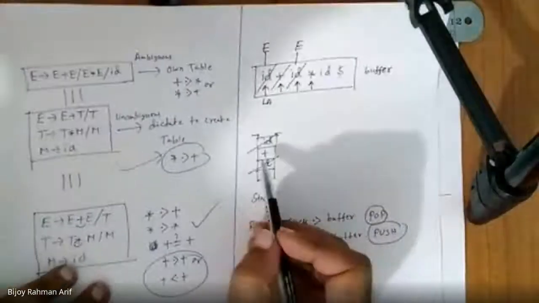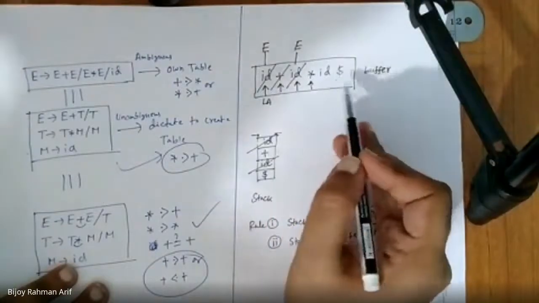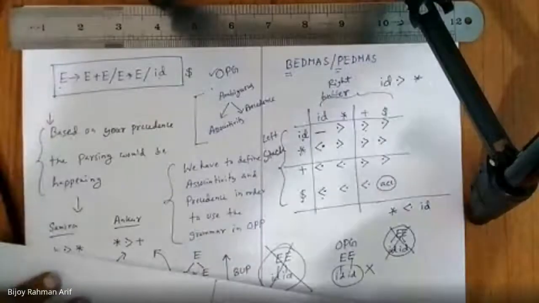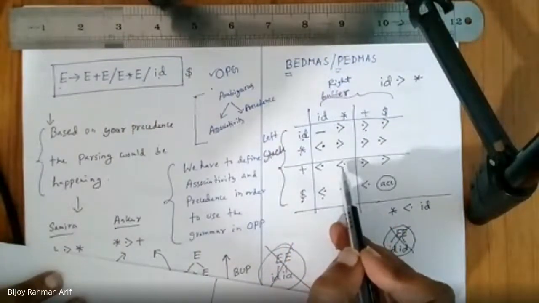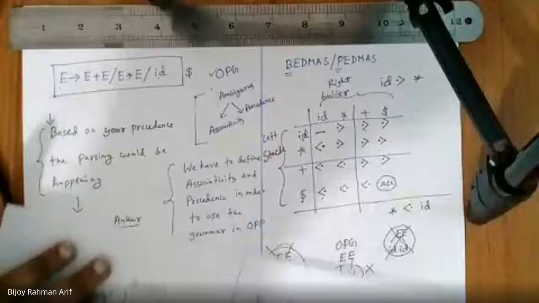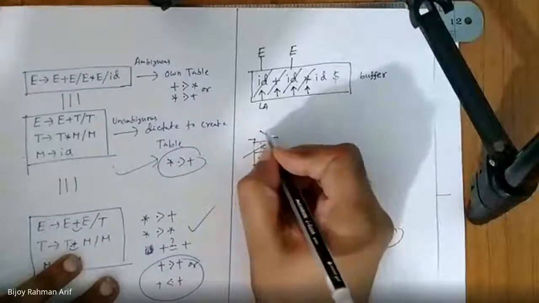Now, what is the stack entry? Plus. And what is the buffer entry? Star. So stack is plus, buffer is star. Which one is bigger? Star is bigger. So buffer entry is bigger. So what are we going to do? Push.